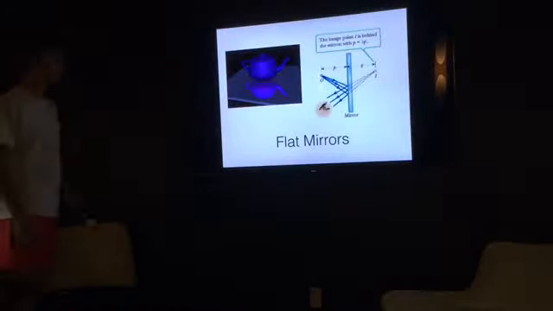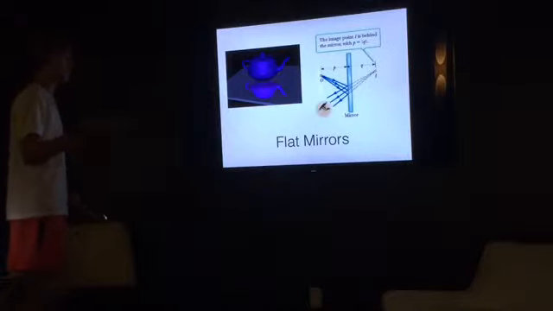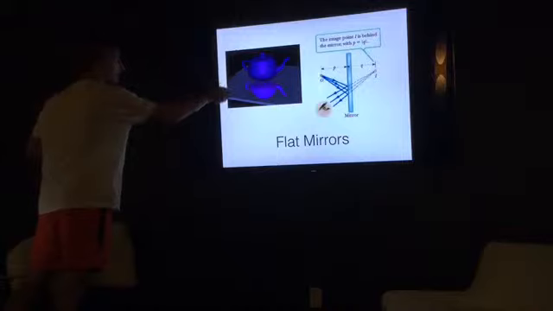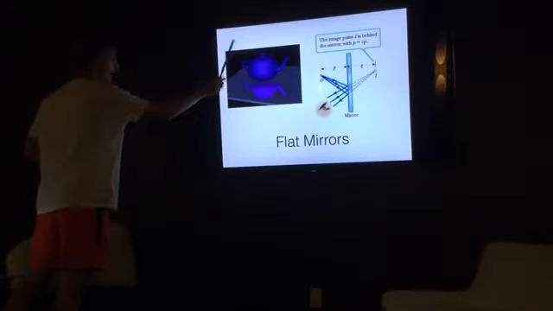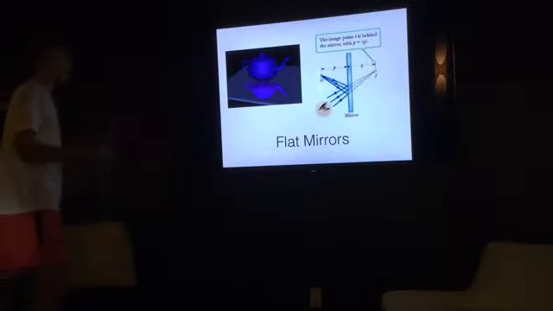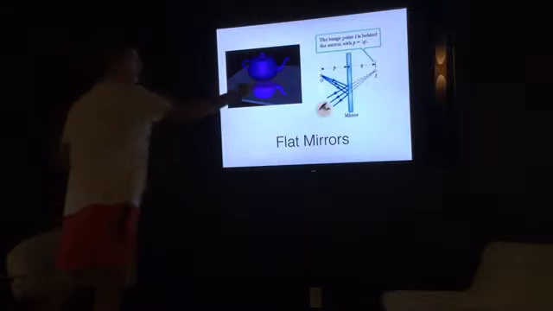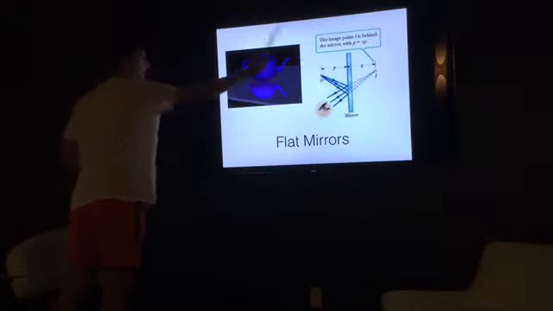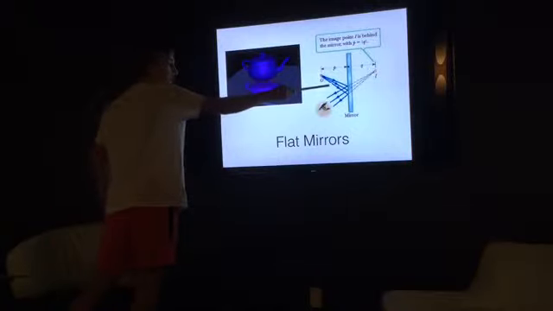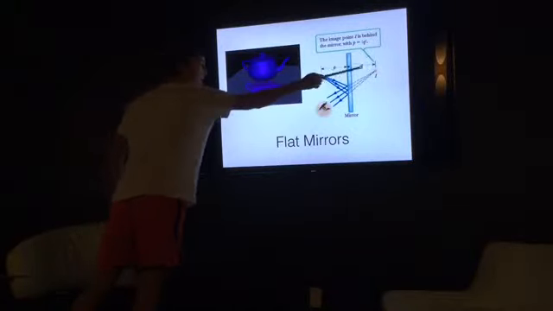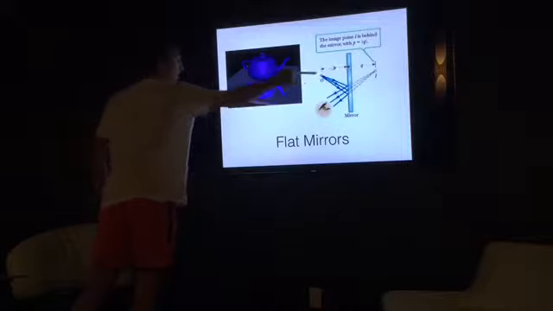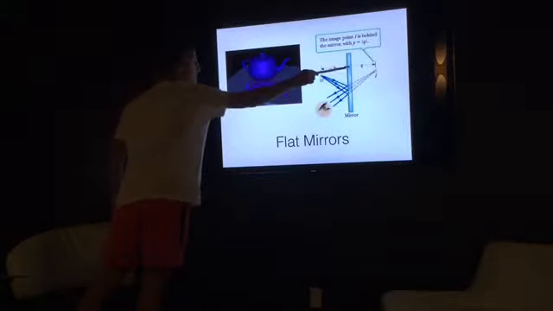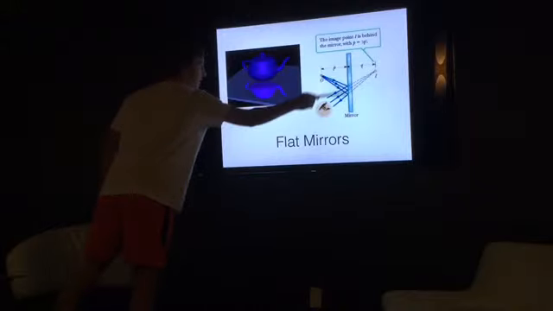So for flat mirrors, here's a flat mirror with a teapot. You can see the same size image coming back. And here, the flat mirror, this is the object, and this is the mirror. It's reflecting back, and the image that's being created is right here, and why it's the same size is because distance p will be the same distance as q.